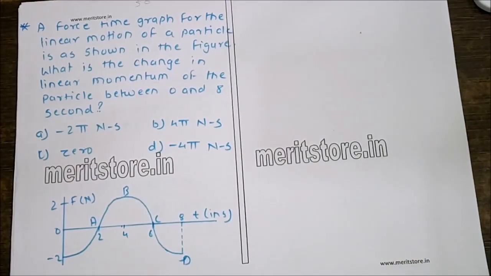A force time graph for the linear motion of a particle is shown in the figure. What is the change in linear momentum of the particle between 0 and 8 seconds? The options are minus 2 pi Newton second, 4 pi Newton seconds, 0, minus 4 pi Newton seconds.